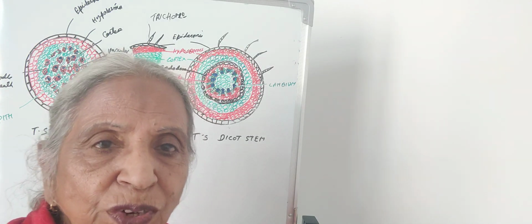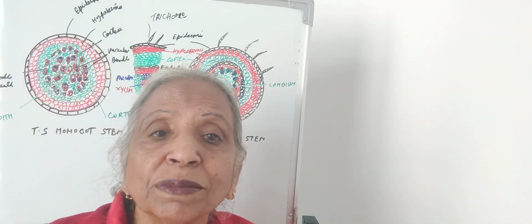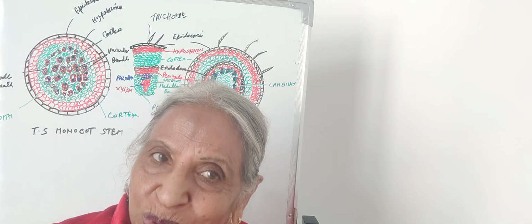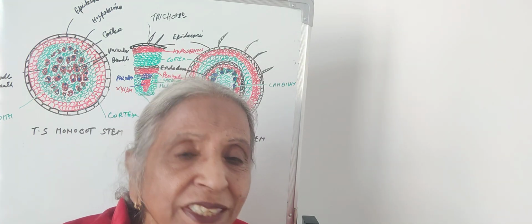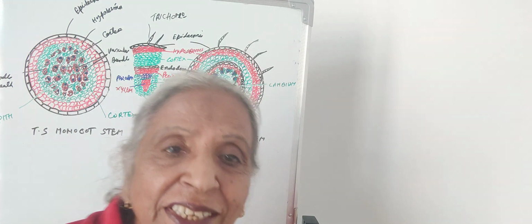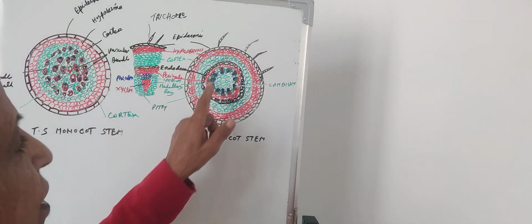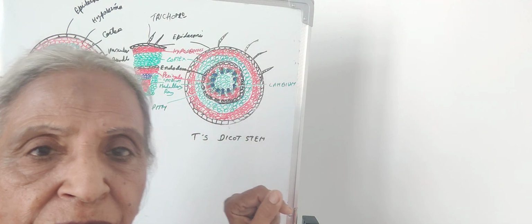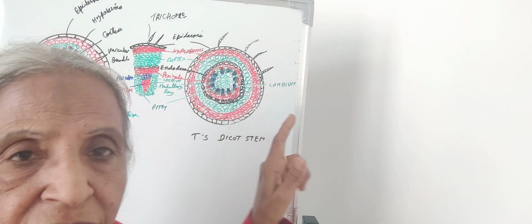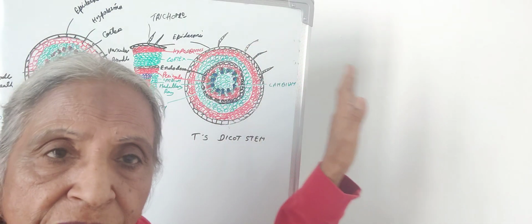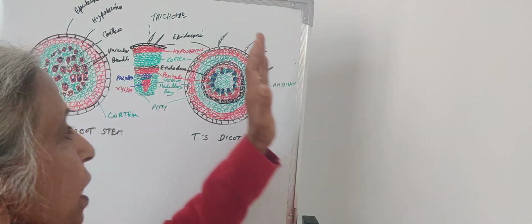A ring of cambium is formed. This interfascicular cambium is secondary meristematic tissue. Both are lateral meristematic, but they are secondary meristematic tissue. Then this ring of cambium divides and redivides. It adds secondary phloem towards the outside and secondary xylem towards the inside.